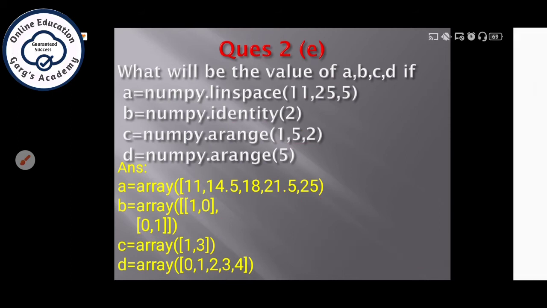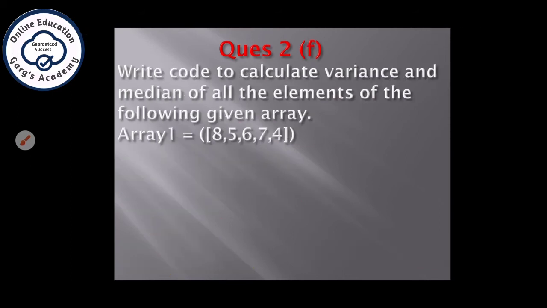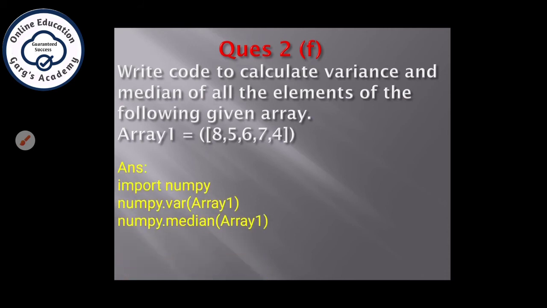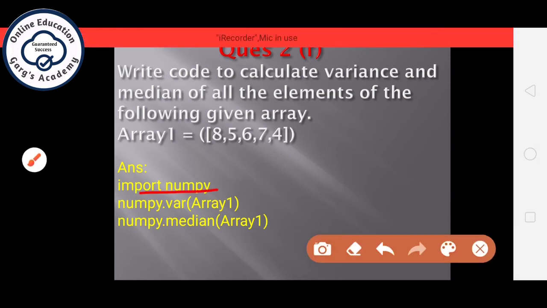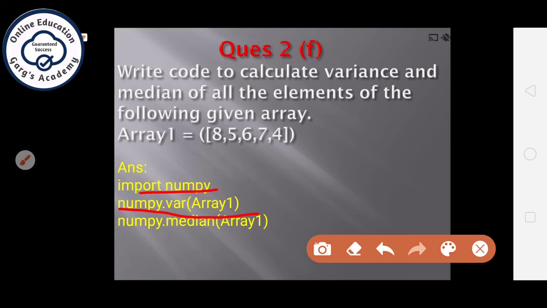Next question. Write code to calculate variance and median of all the elements of following given array. Now for variance function we will use var function, and for finding out the median we will use the median function of numpy module. So first we will import the numpy module and then we will write numpy dot var variance function, and in the arguments we will give the array name. Next, numpy dot median array 1.